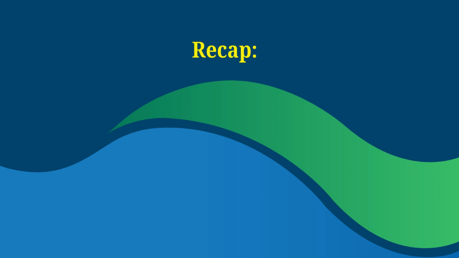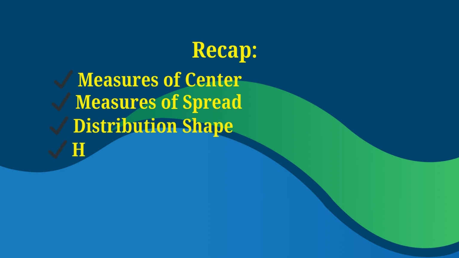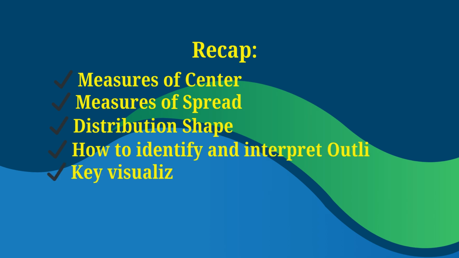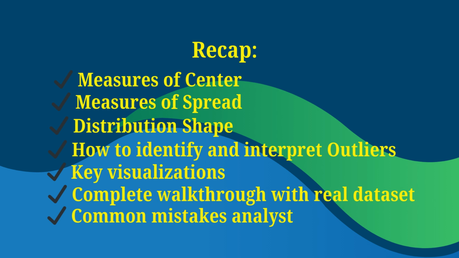Let's summarize what we learned today. Measures of center, mean, median, mode. Measures of spread, range, IQR, variance, standard deviation. Distribution shape, skewness, and kurtosis. How to identify and interpret outliers. Key visualizations, histograms, box plots, scatter plots, and bar charts. A complete walkthrough with a real dataset. Common mistakes analysts must avoid. Descriptive statistics is powerful. It turns confusion into clarity and numbers into insights.